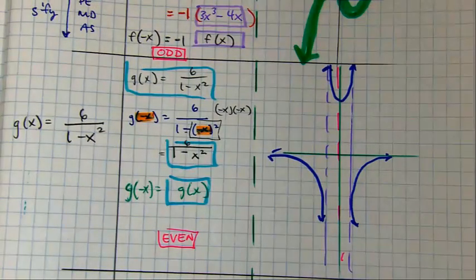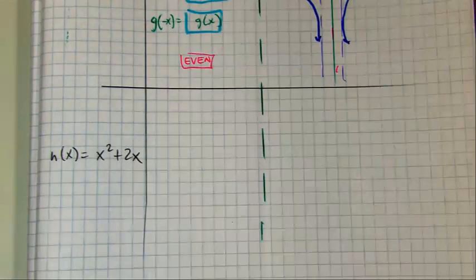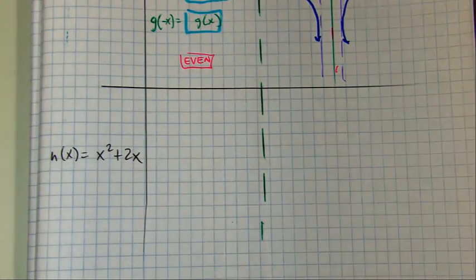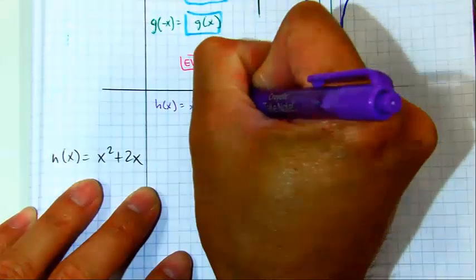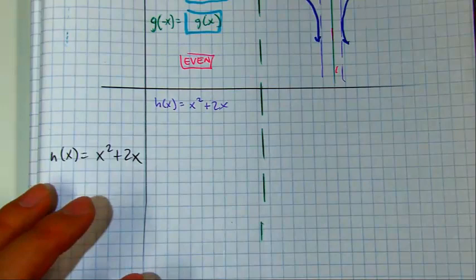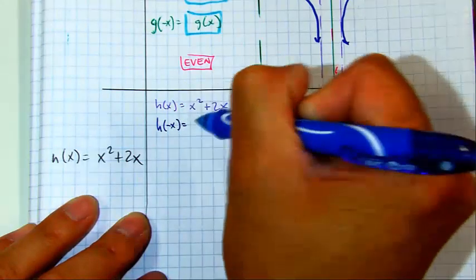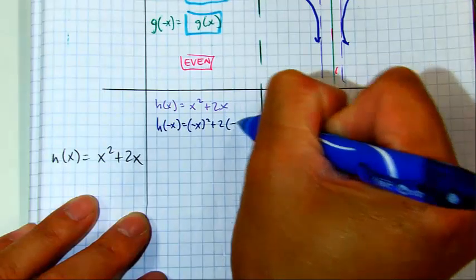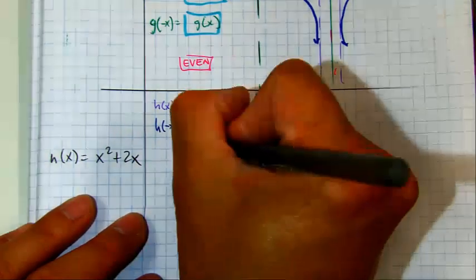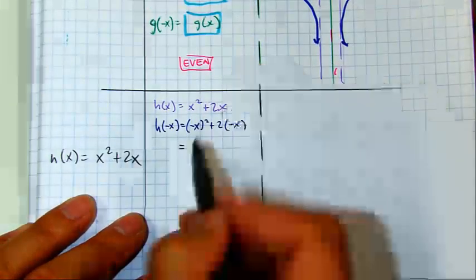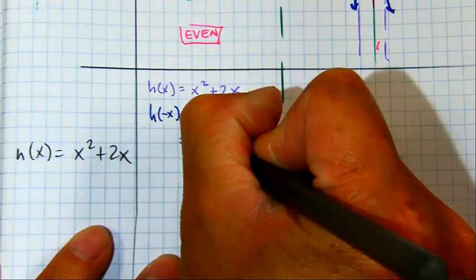Let's do the last one. Partner B, tell partner A how do you start the problem? Partner A, how do I start the problem? Tell me what's right. All right, simplify. Let's do it together. What's negative x times negative x? Good. What's 2 times negative x?